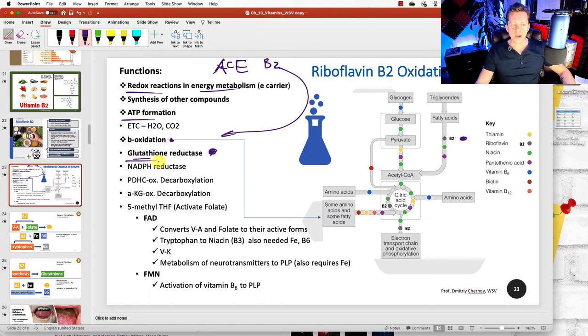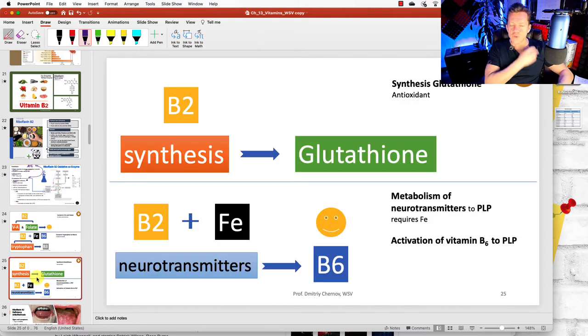We can find glutathione in cruciferous vegetables like broccoli, cauliflower, Brussels sprouts, asparagus, the cabbage family. If you eat those cruciferous vegetables, you will basically detoxify your system. It's a natural detox. So glutathione reductase is very important for B2 to be present. And by the way, just for visual purposes, to synthesize glutathione, you need B2.